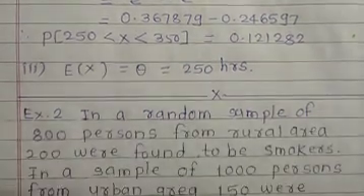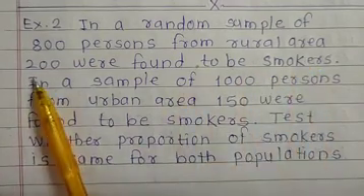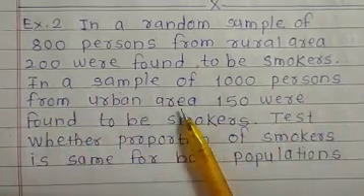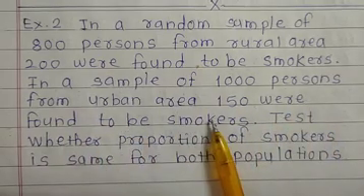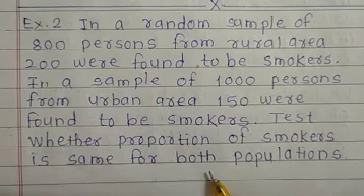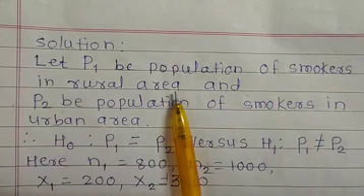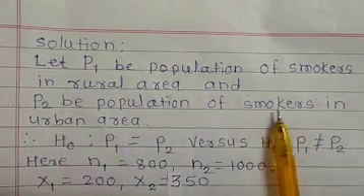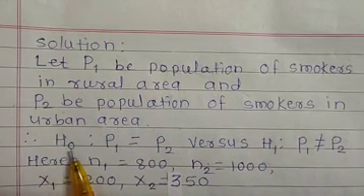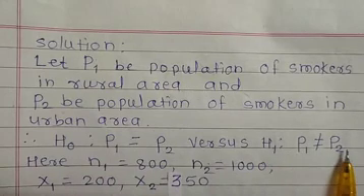Example number 2. In a random sample of 800 persons from rural area, 200 were found to be smokers. In a sample of 1000 persons from urban area, 350 were found to be smokers. Test whether proportion of smokers is same for both populations. Solution: Let P1 be population proportion of smokers in rural area and P2 be population proportion of smokers in urban area. So H0 is P1 is equal to P2 versus H1 is P1 is not equal to P2.